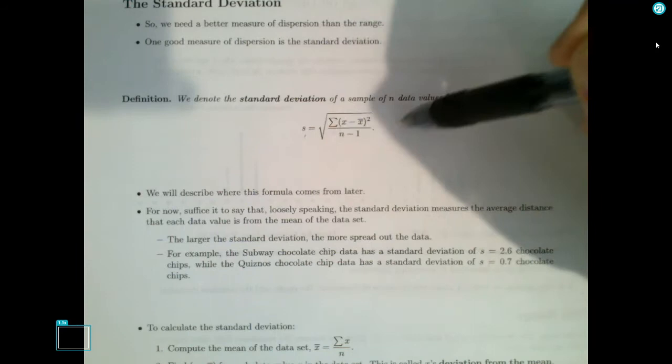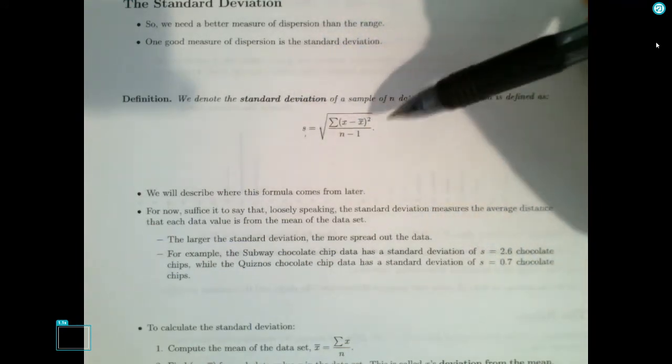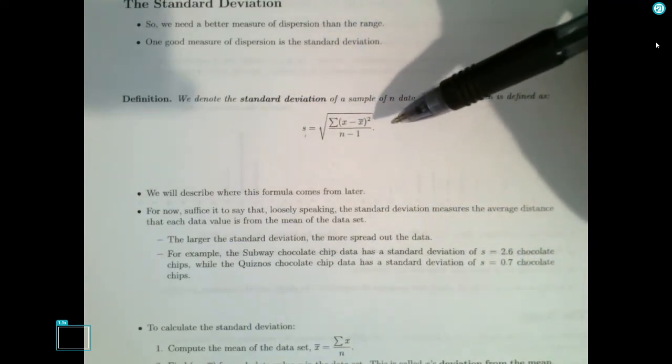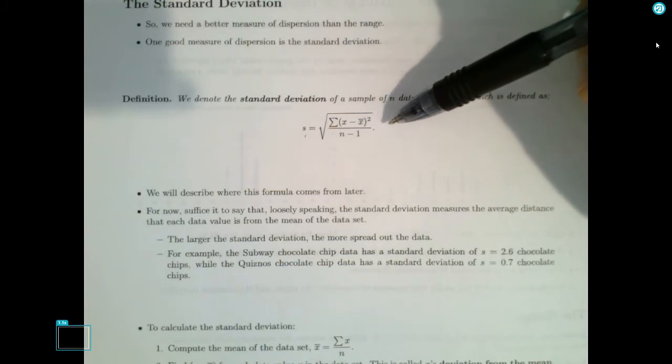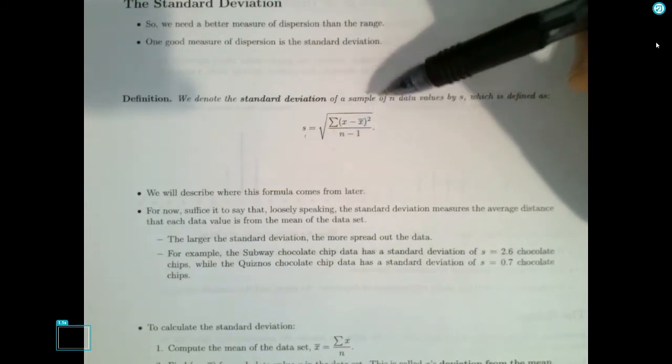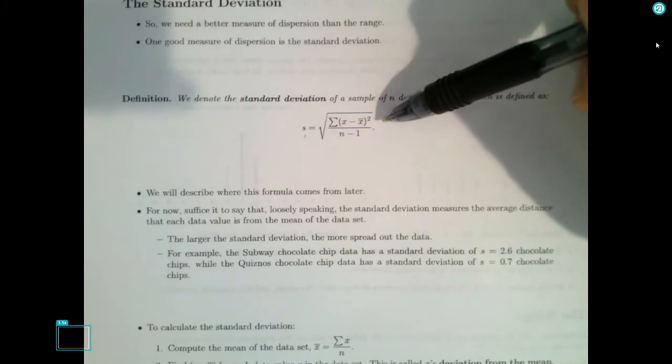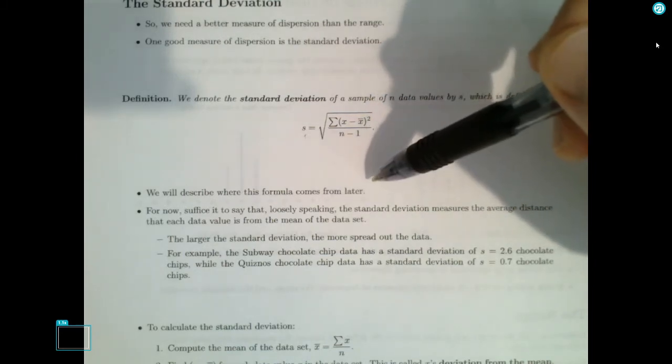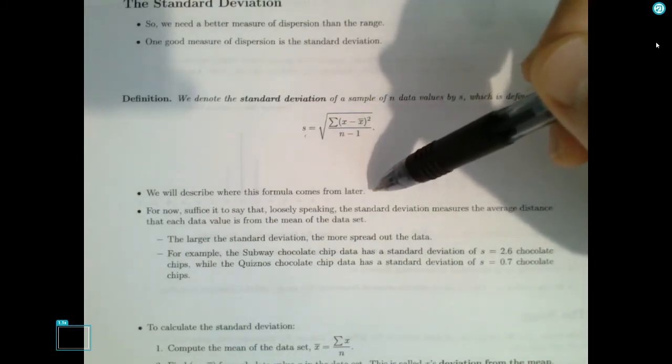This formula can be a little bit tricky for students to use, so I'm going to show you a couple examples of how to use it. I'd also like to discuss where this formula comes from, but I'm going to do that later.